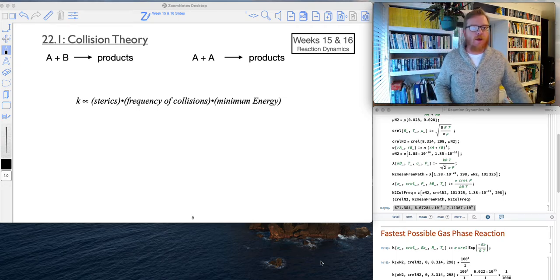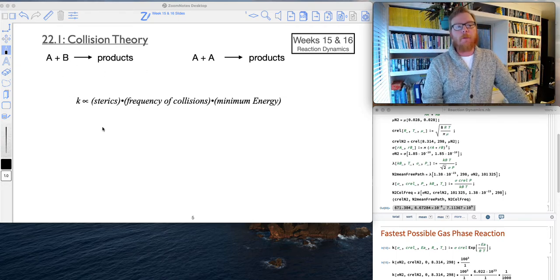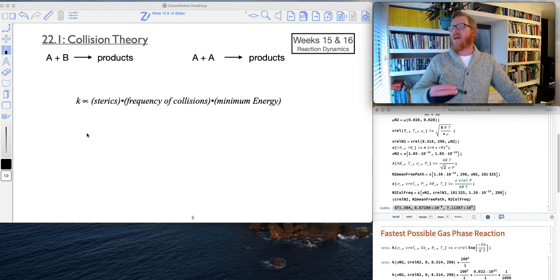Right, picking up where we left off. I'm zooming ahead, jumping into chapter 22. I'd mentioned that this is the point in the semester where we jump around a little bit. So now I want to talk about collision theory.